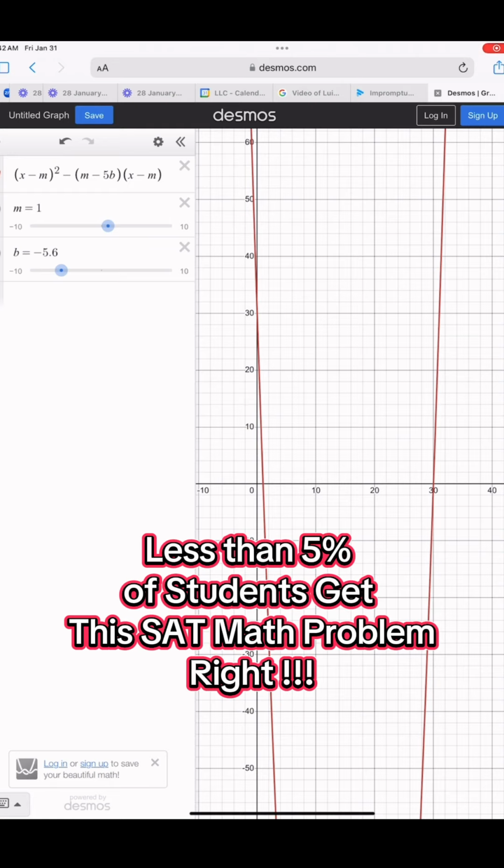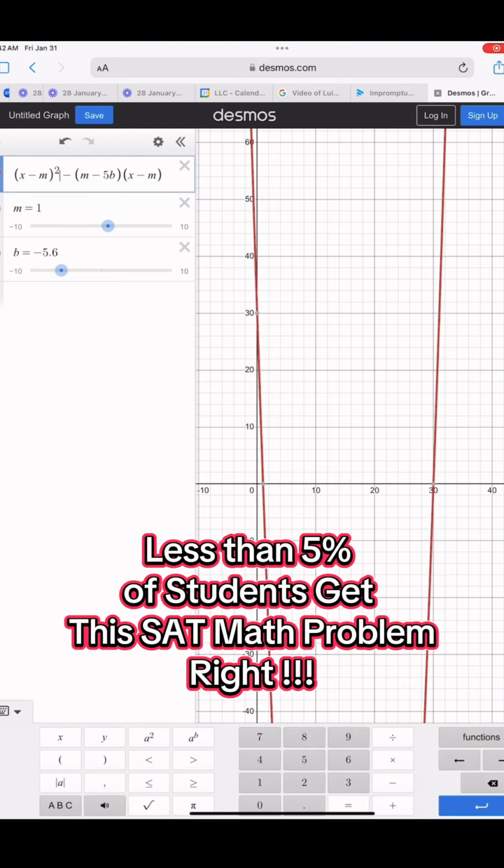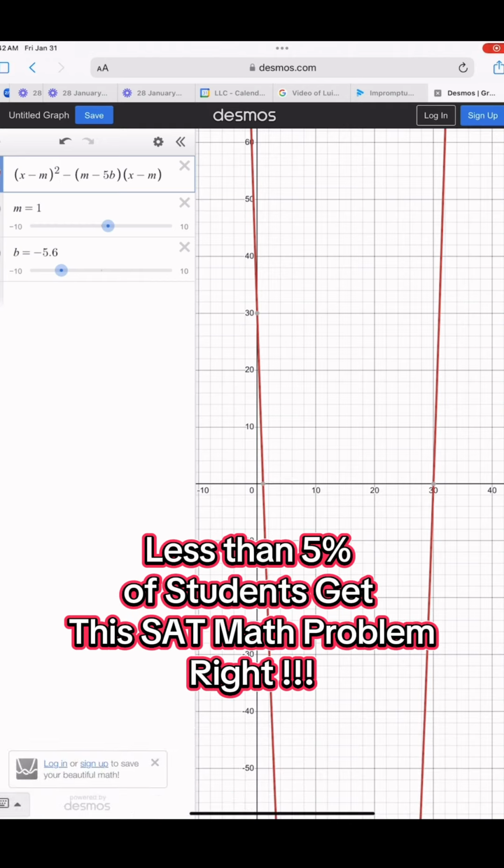All right, so I've put the equation into Desmos. As you can see, I don't have an equal sign anymore, just a minus sign. And I set m equal to 1. Now when m is 1, the sum of the solutions is 31. So there's always a solution at 1. And then when b is negative 5.6, I get my other solution at 30, and that'll add to 31.